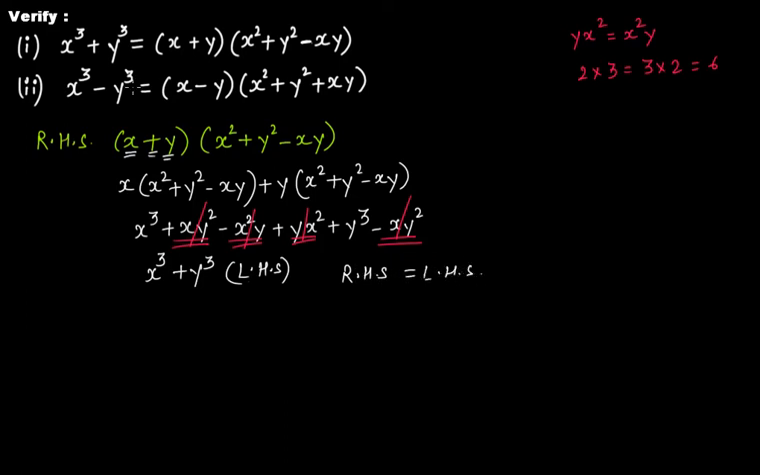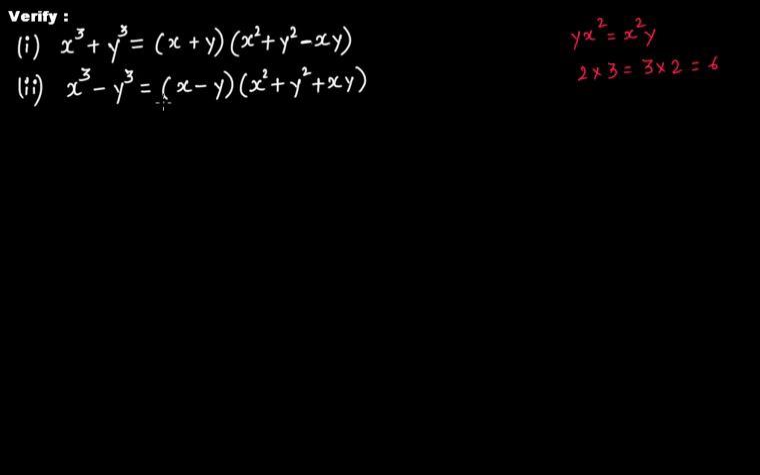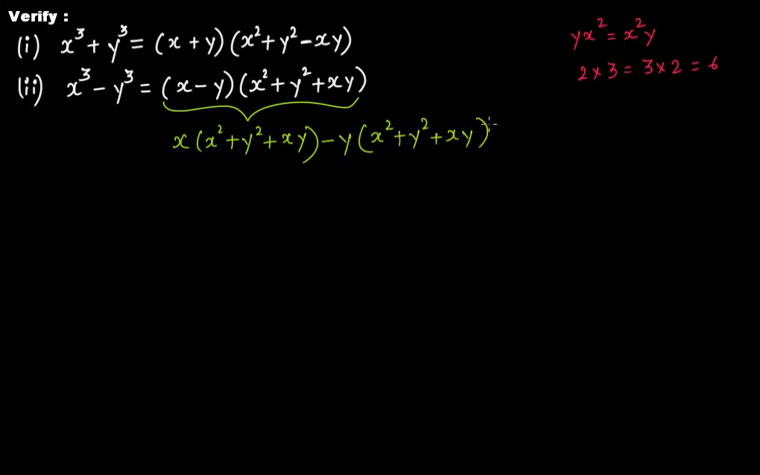Okay. Now in the next case, it's quite exactly similar to what we have done here. When you will use the distributive property of multiplication, then let's take this RHS, you have x multiplied by x squared plus y squared plus xy, and minus y multiplied by x squared plus y squared plus xy. Right, distributive property of multiplication over subtraction, because here you have minus sign. Now this becomes x cubed plus xy squared plus x squared y minus yx squared minus y cubed and minus xy squared.